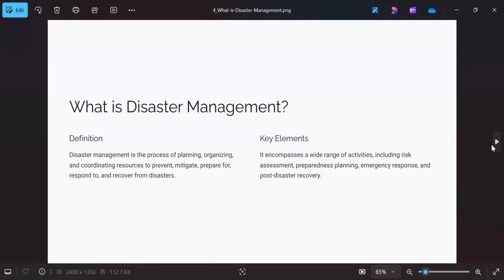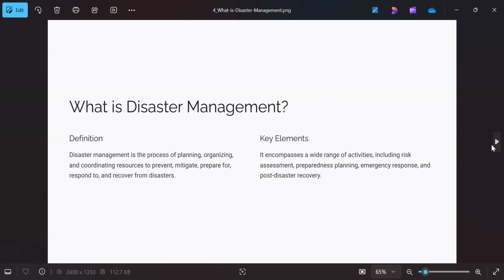Now, what is disaster management? We have discussed so many things, but actually, what is disaster management? We have to understand that disaster management is the process of planning, organizing, and coordinating resources to prevent, mitigate, prepare for, respond to, and recover from disaster. So, when there is a disaster, when there is an earthquake, the building must be constructed in such a way that it can protect itself and recover very fast from the disaster.